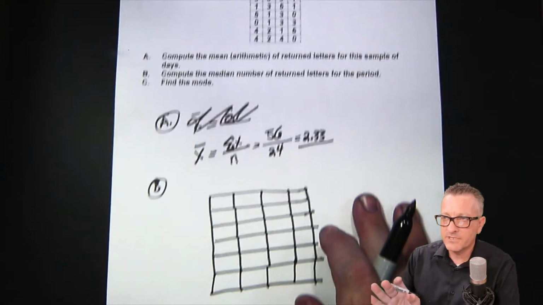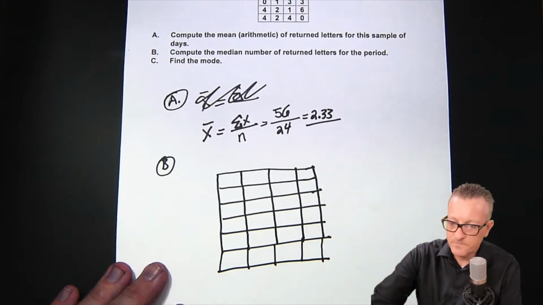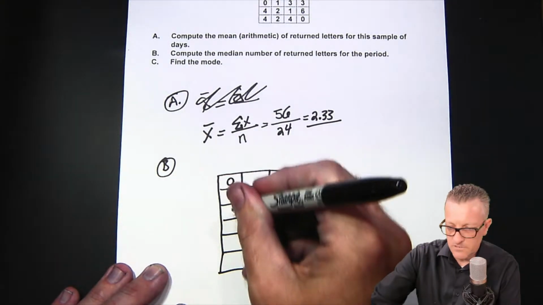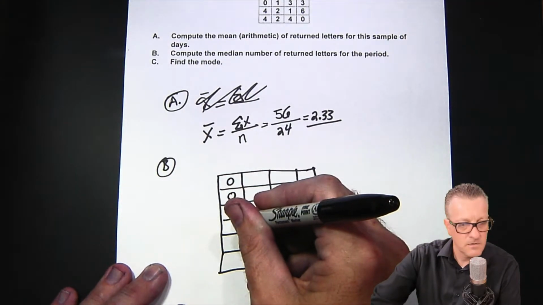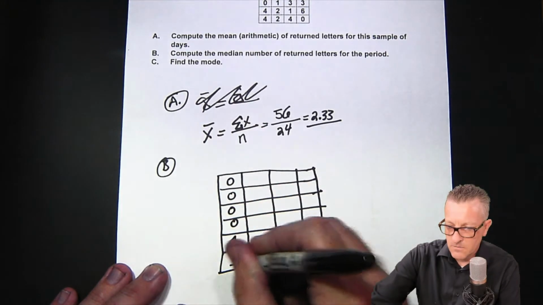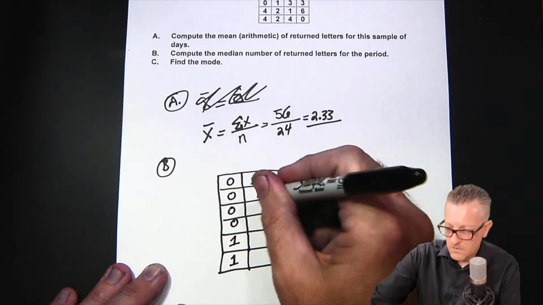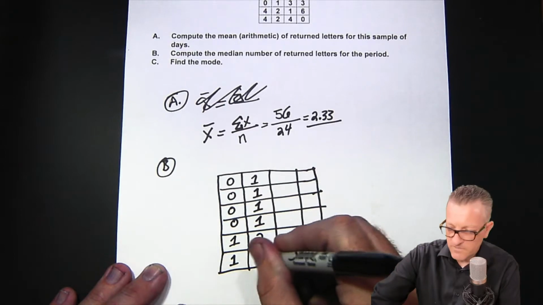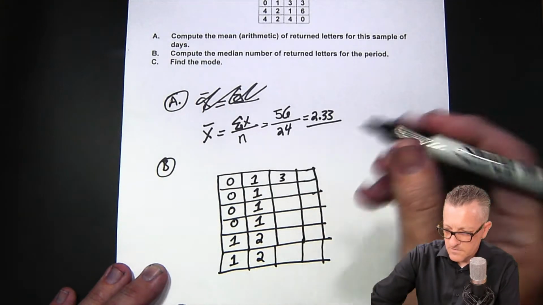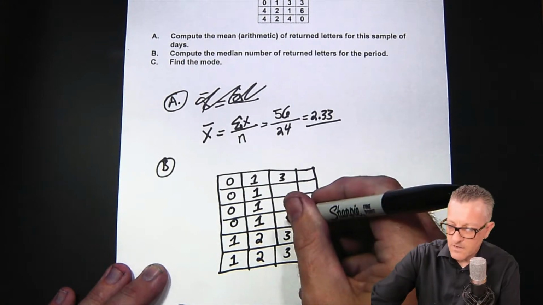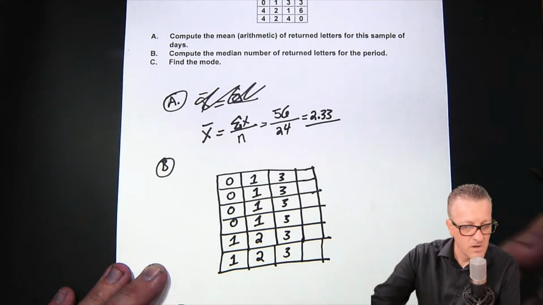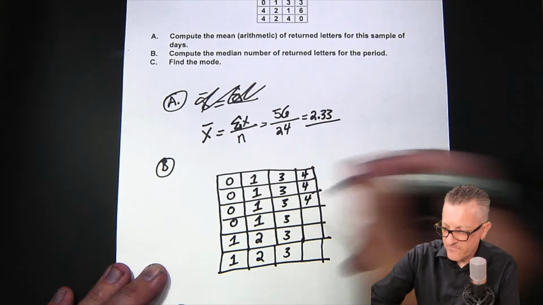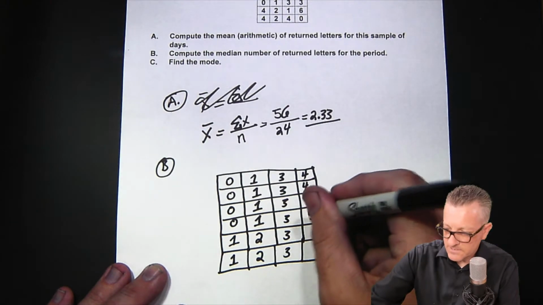Okay, now when we rearrange these numbers from smallest to largest, what we get is this. 0, 0, 0, 0, 1, 1, and then 1, 1, 1, 1, 2, 2, 3. All of these are 3s. And then 4, 4, 4, and then 5, 5, and the last one 6.